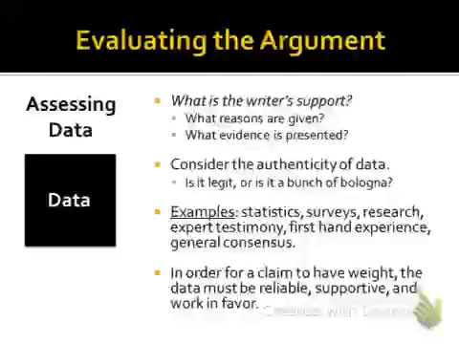And in order for a claim to have weight, the data must be reliable, supportive, and work in favor. If you have poor supporting evidence, your argument falls through. And think about when you write a paper in class. If I ask you what the theme of 1984 is, you're going to claim that this is the theme. Then you're going to go into some supporting evidence from the book. If you pick some key examples from the book that support that theme, you've done a good job. But if you pick poorly, then it falls through, and then your paper grade is lowered. So think about it in the exact same way so far.